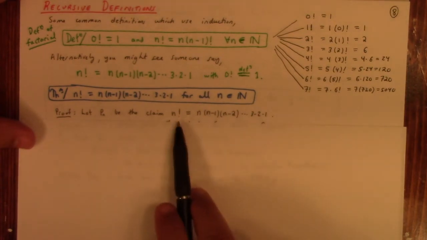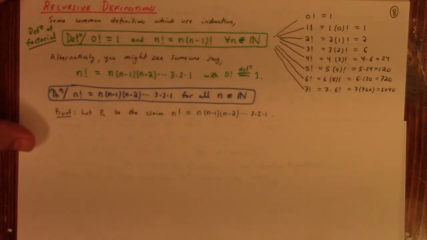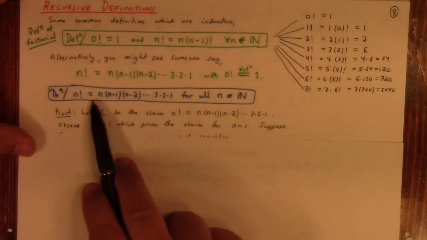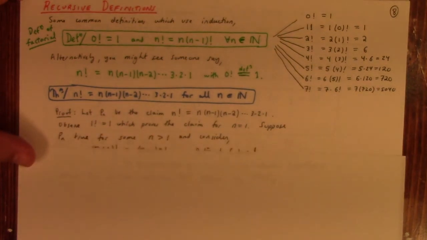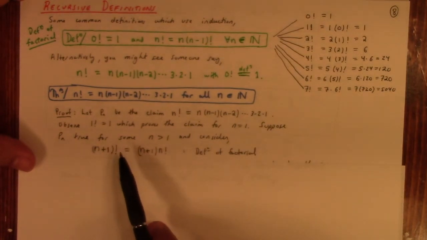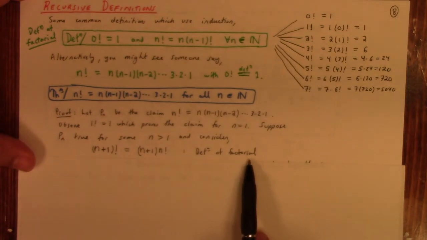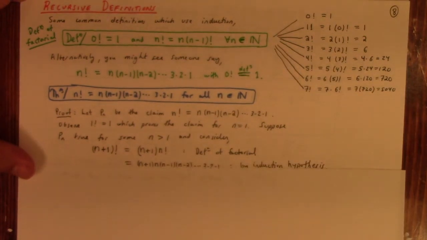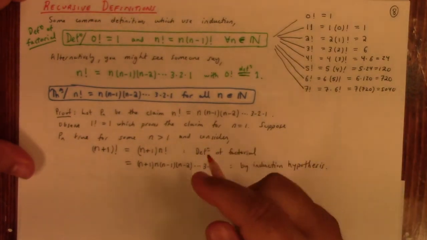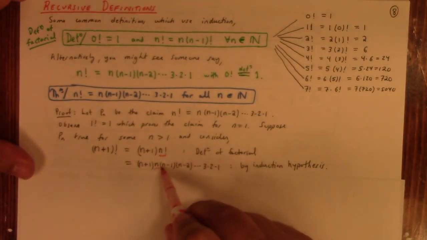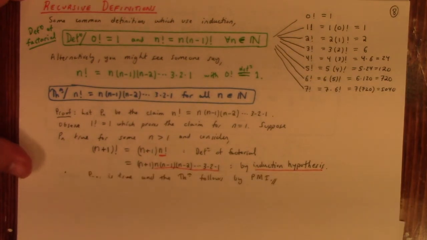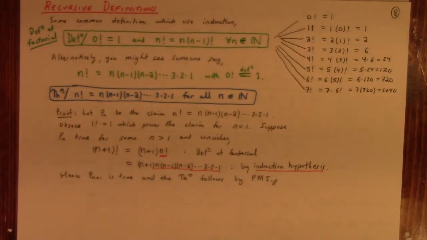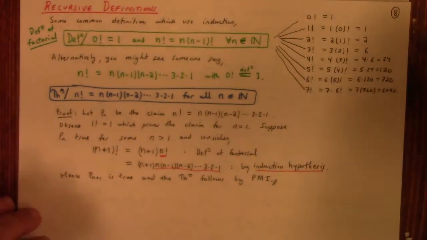So let P of n be the claim that n factorial is the product of the numbers from 1 to n. And observe that 1 factorial equals 1, which is what this reduces to when we just have 1. So, great. Suppose P of n is true for some n greater than 1, and consider that n plus 1 factorial is n plus 1 times n factorial. That's the definition of factorial, right? But then, by the induction hypothesis, we know that this n factorial, let me underline it in red, this n factorial here is the product of the numbers 1 to n, right? That's the induction hypothesis. And so, what do we have? We have that P of n plus 1 is true, and the theorem follows by proof by mathematical induction.